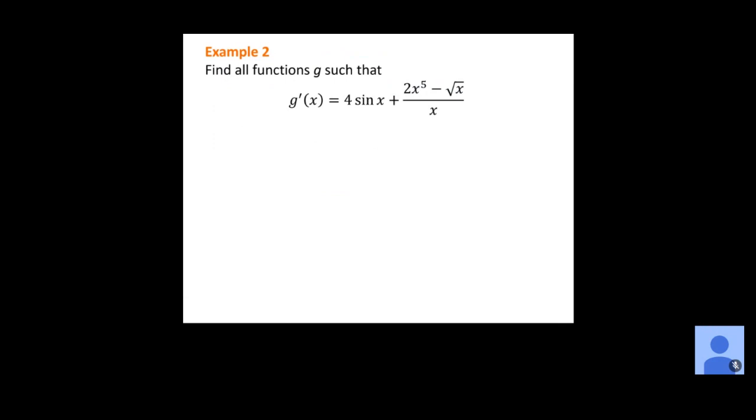All right. So let's take a look at this one now. We want to find all functions g, so basically the general antiderivative, so that the derivative here would be equal to 4 sine of x plus 2x to the 5th minus square root of x, all over x. Okay. Now, what do you think we should do first in this case to help us find our antiderivative?